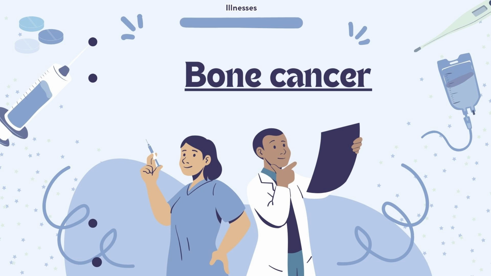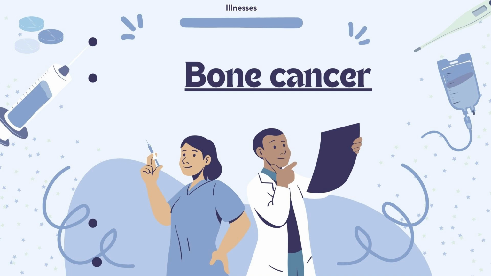What is bone cancer? Bone cancer is a rare type of cancer that starts in the cells of the bones. It can affect any bone in the body, but it most commonly develops in the long bones of the arms and legs. Bone cancer can be either primary, originating in the bone, or secondary, metastatic, spreading to the bone from another part of the body.